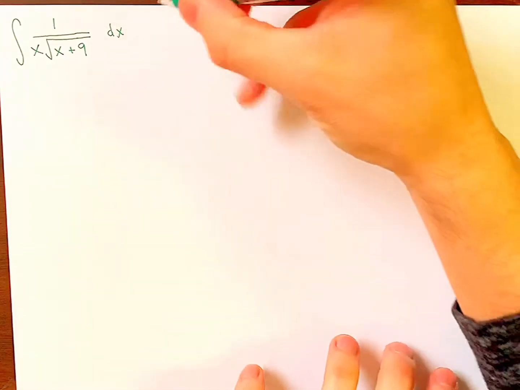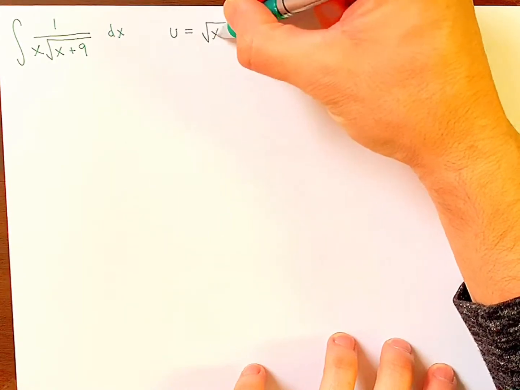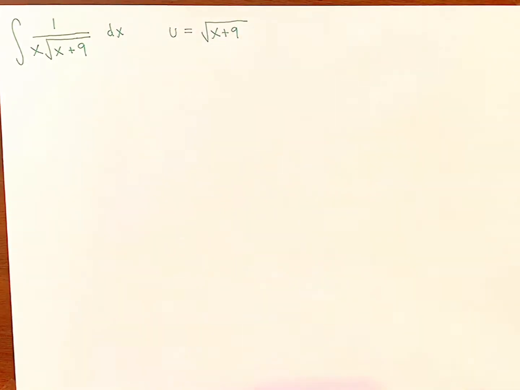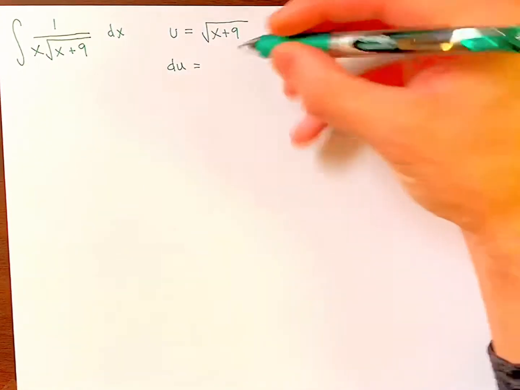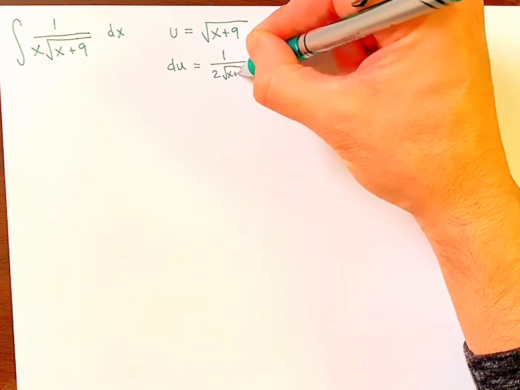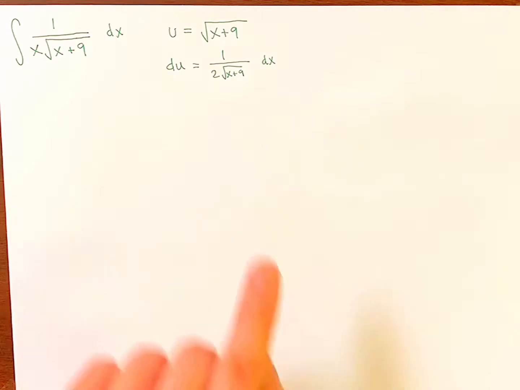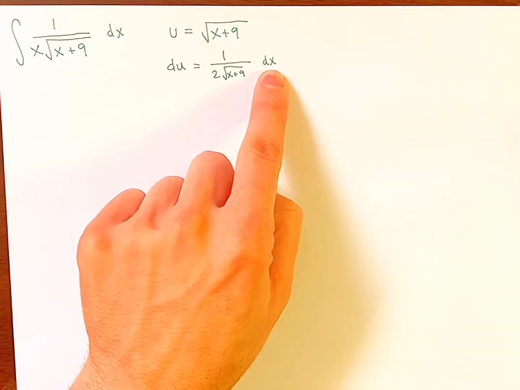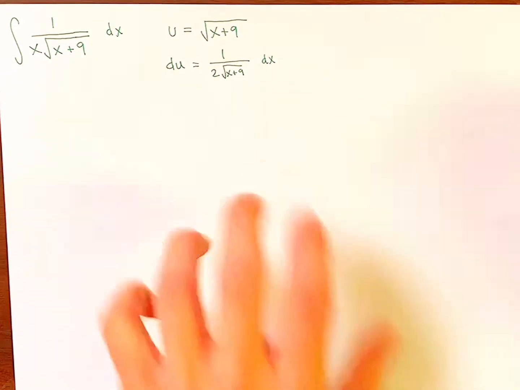Okay, here they told us to use the following substitution. So we will do just that. And we can also find du while we are at it. It would say 1 over 2 square root x plus 9 with a dx. But what we can do is we can isolate dx by multiplying both sides of this equation by this denominator.